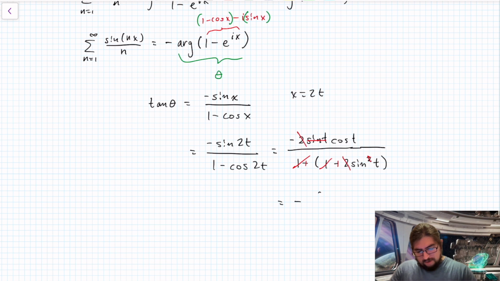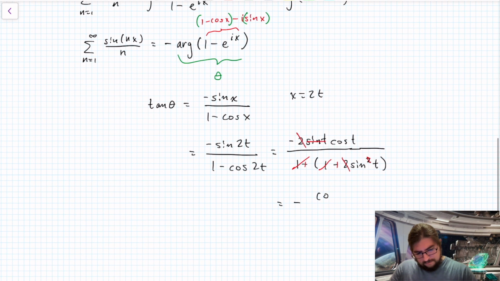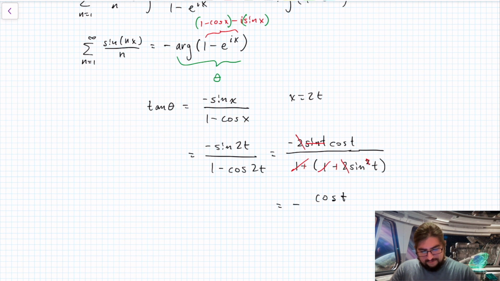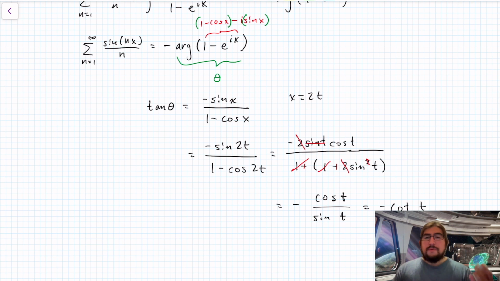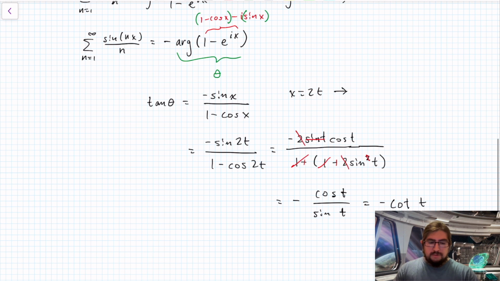So I'm getting negative cotangent. Well, let me go one step at a time. Negative cosine of t over sine of t. Okay. I think we're okay. Almost where I'd like to be. Yeah, I think this is fine. Now, cosine over sine, there's a lot of cancellation there, so maybe you can look through the details there. But cosine over sine, of course, is cotangent. So this is negative cotangent of t. And remember, t was what? Well, if x is 2t, then that means t is actually x over 2.